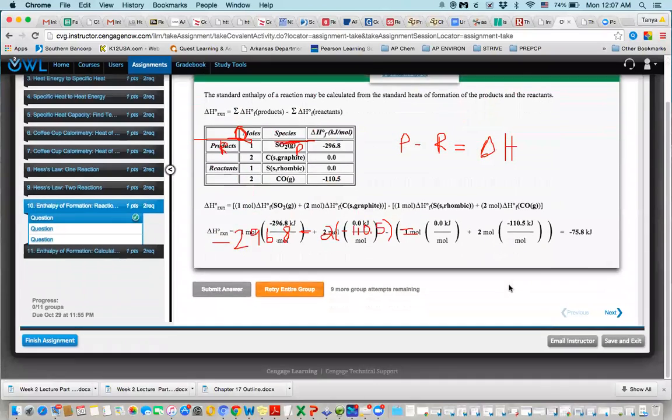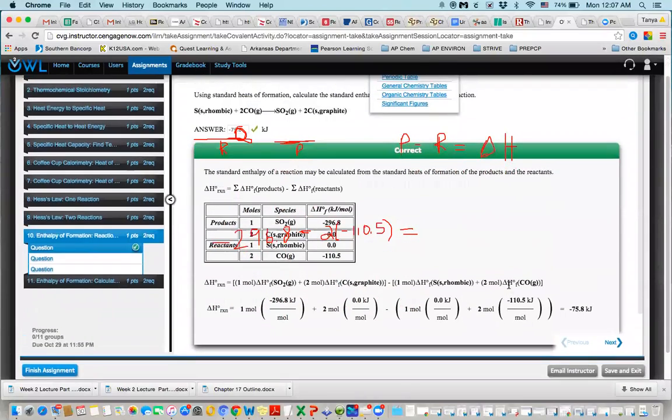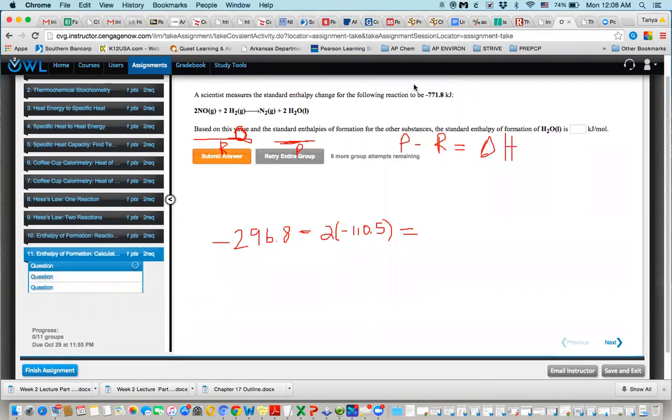Notice they did everything that I did. Actually, they put the zeros in, but if you have a 0 for those products, then you don't have to put those in. All right, we have one more type of reaction. So let's look at number 11 and see how you would work a problem like that.